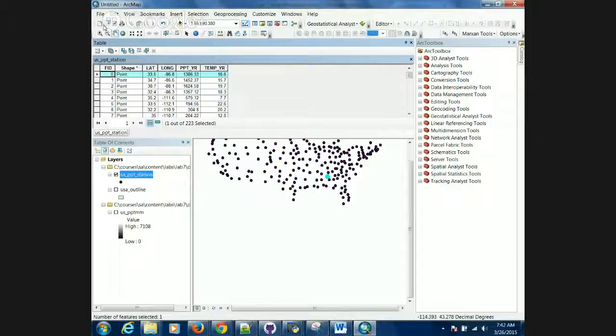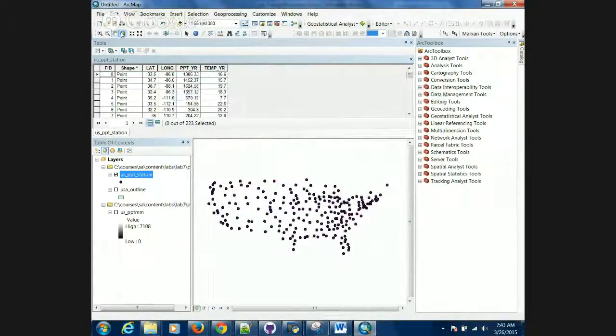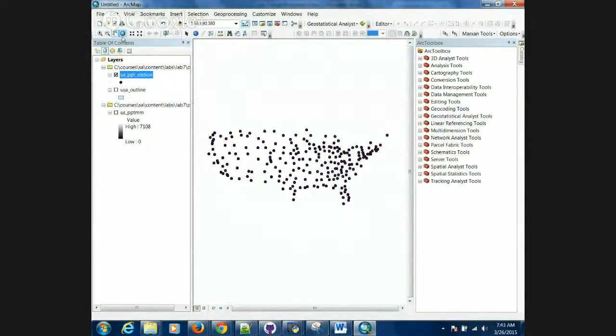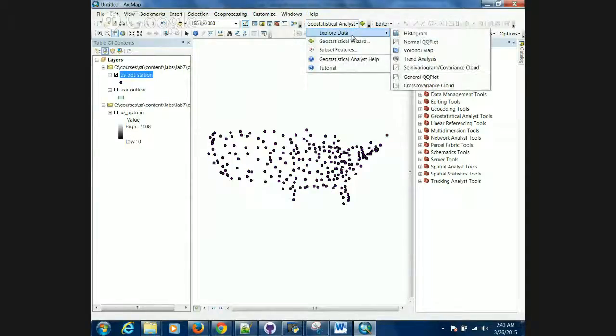All right, so clear that out. Selection, clear selected features. I'm going to center this a little better. Actually, we don't even need this. The first thing that I want to do that we didn't cover in class last time when we brought up Geostatistical Analyst is to show you that you can explore your data by looking at a few of these different ways to look at your data. The only one I explicitly talk about in the lab is this one, the semivariogram/covariance cloud.